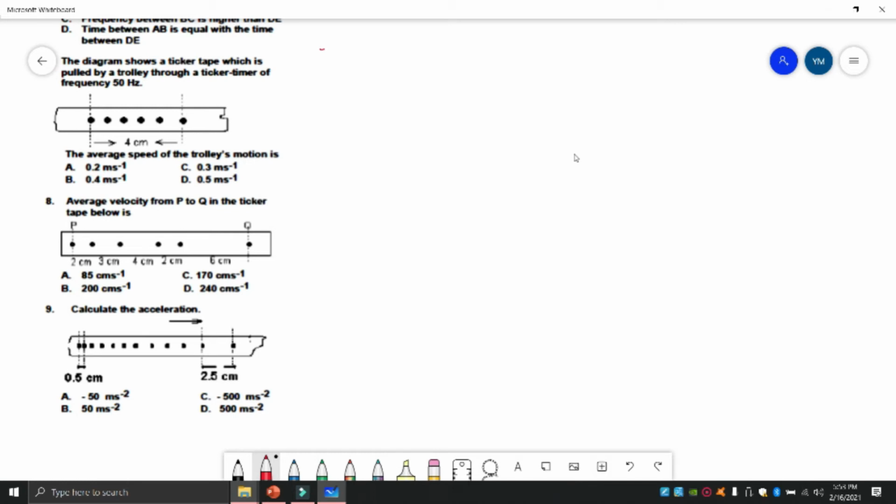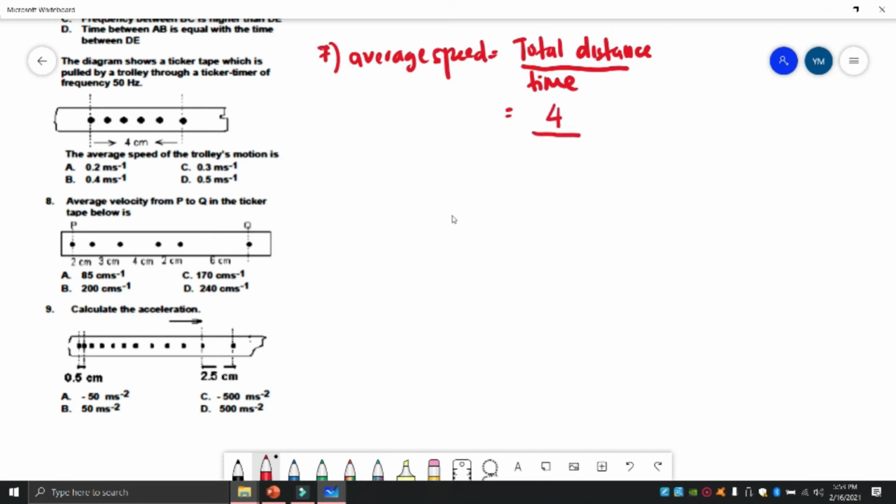So question number 7, average speed. What is the formula? Speed is total distance divided by time. If you want to answer the calculation questions, you have to remember to put the formula, so don't forget. The total distance here is already given to you, 4 cm. And then for the time, you have to count how many ticks.